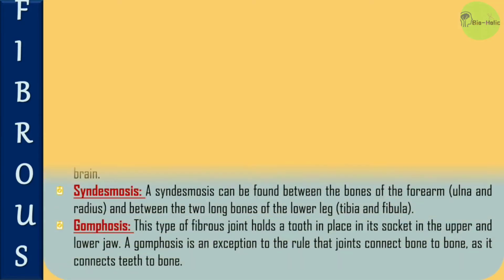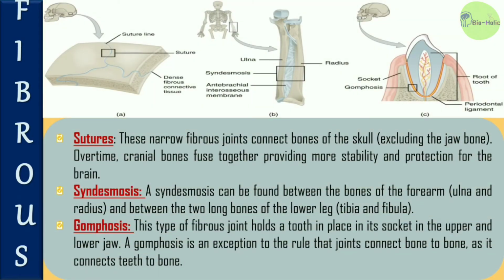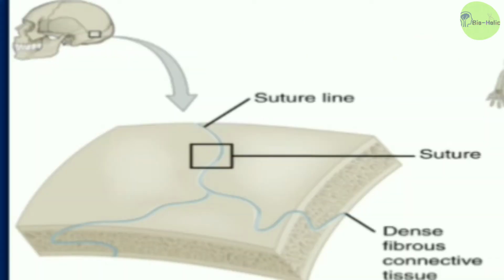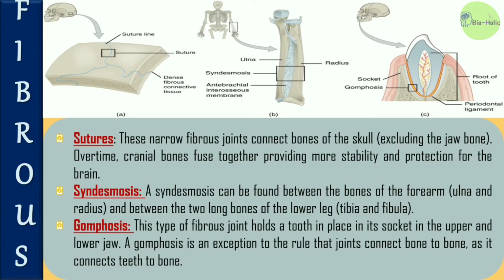gomphosis. Now, what is meant by sutures? Sutures are narrow fibrous joints that connect bones of the skull, excluding the jawbone. Over time, cranial bones fuse together, providing more stability and protection for the brain. In this picture, you can see the exact location of the suture in the skull.